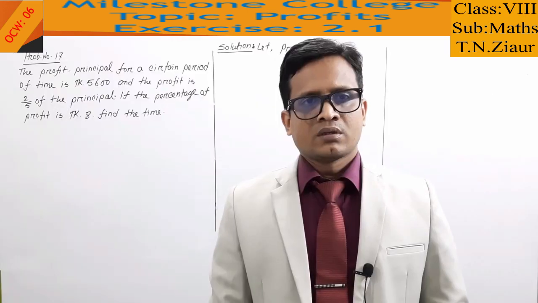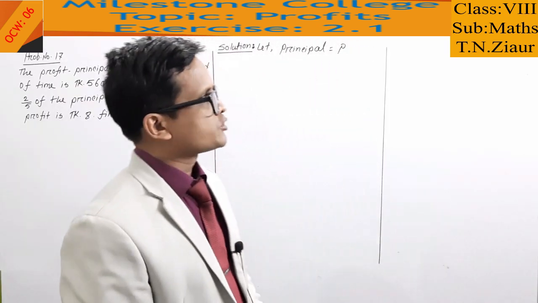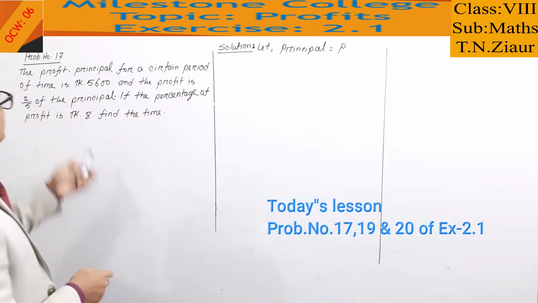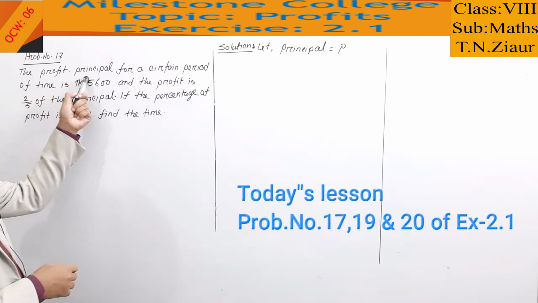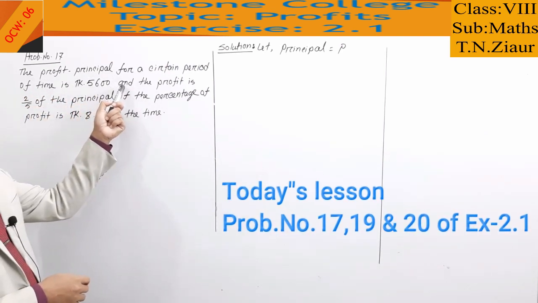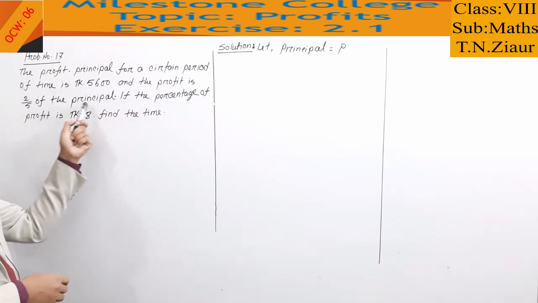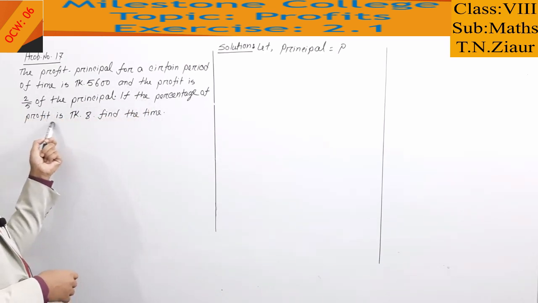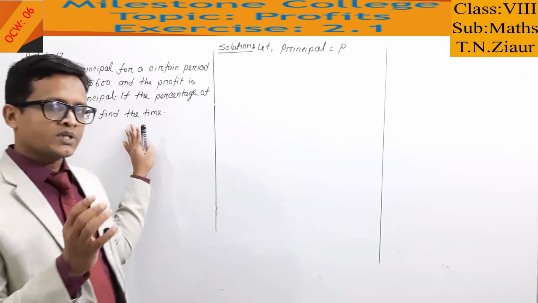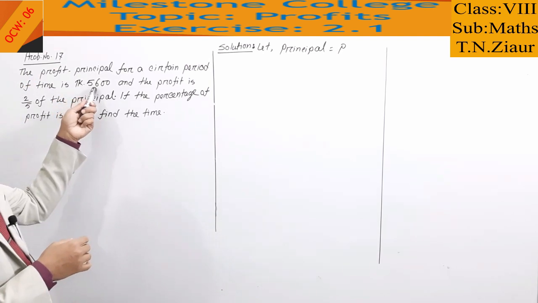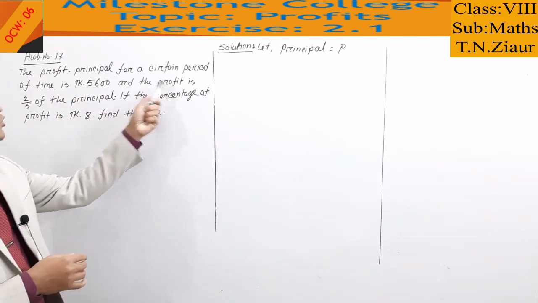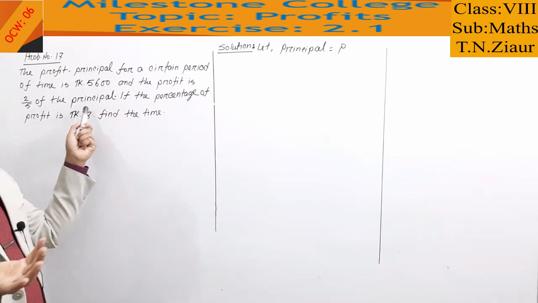So let's see. Hello my dear students, now today's topic is profit and exercise 2.1. And today we have to solve problem number 17. The principal for a certain period of time is 5,600 taka and the profit is 2 by 5 of the principal. If the percentage of profit is 8 taka, find the time. If you want to find the time, you need the principal. But here the profit principal and percentage of profit are given, and also the profit is 2 by 5 of the principal, but there is no principal.